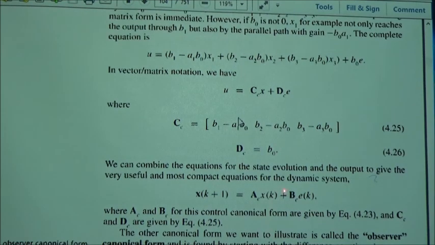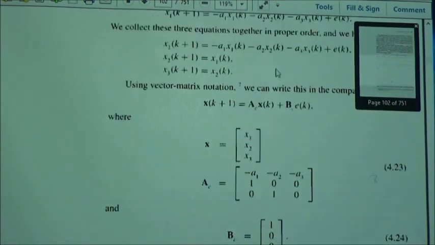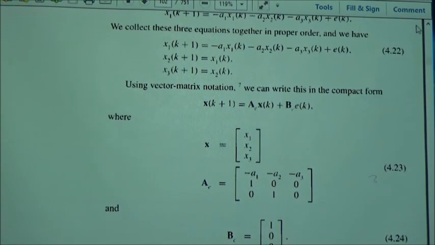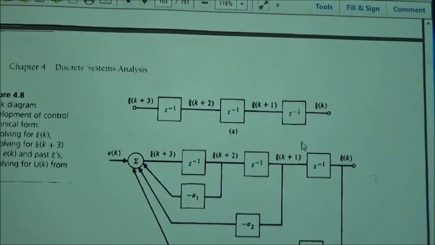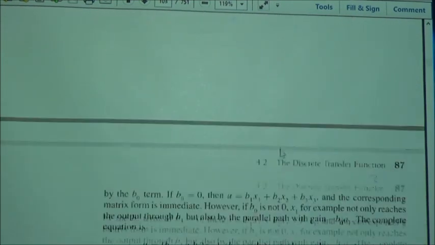Now, what is AC and BC? That was shown on the previous page. Here's AC and BC right here. Again, that's the state equation. So this is an alternative way of writing the simulation diagram.